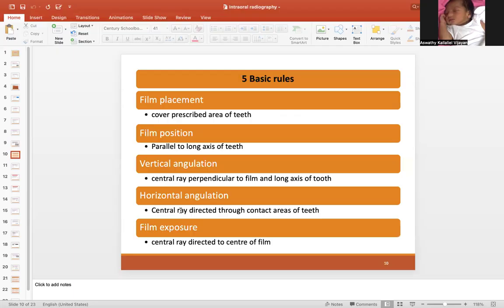The 5 basic rules in all film taking: first, the film placement should cover the prescribed area of the teeth. The film should be positioned parallel to the long axis of the tooth. Then there is vertical angulation, where the central X-ray beam should be perpendicular to the film and long axis of the tooth, and horizontal angulation, which means the central ray should be directed through the contact areas of the tooth. And the film exposure, that is the central ray, is directed to the center of the film.